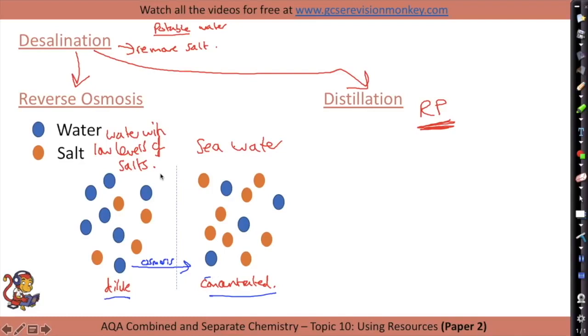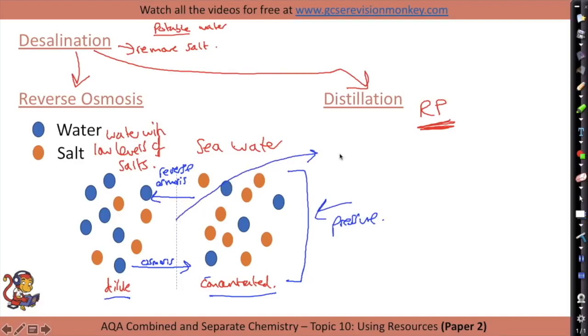However, reverse osmosis is the new technology which will see the movement of water move in the opposite direction. And to do that on this side here, you would require a lot of pressure, and you would have a membrane here which is selective, that only allows water through.